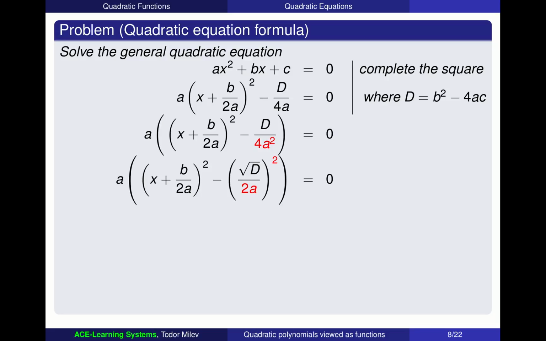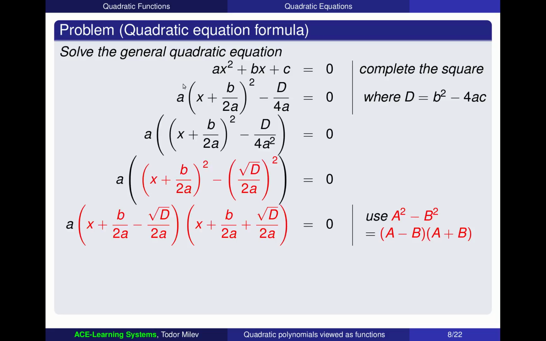By transforming the constant term to a perfect square, we have arranged that the expression we see here is a difference of two squares. Here we have something squared, x plus b over 2a, the whole thing squared. And here again we have a different expression squared. So the expression under the parentheses is a difference of two squares.